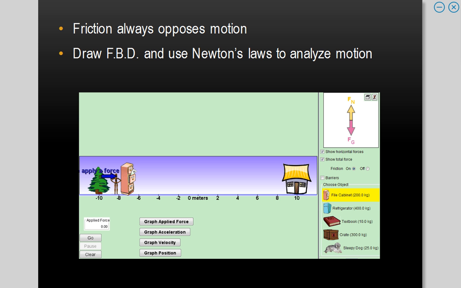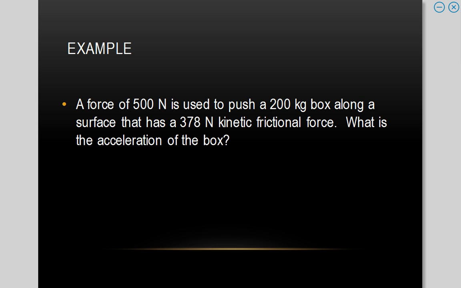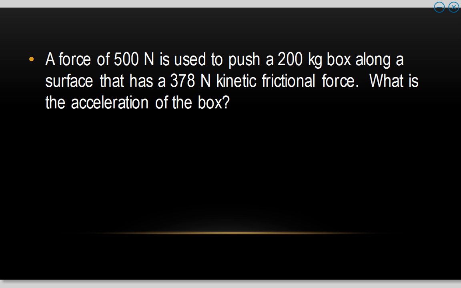We can skip the applet for now. You guys can try this one. Draw a dot. Doesn't matter which way you put them. 500 can go one way. 378 can go the other way. F net is 500 minus 378. That's what Mr. Dubitz told me, 122.